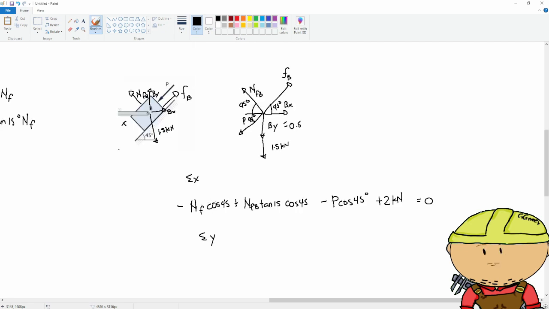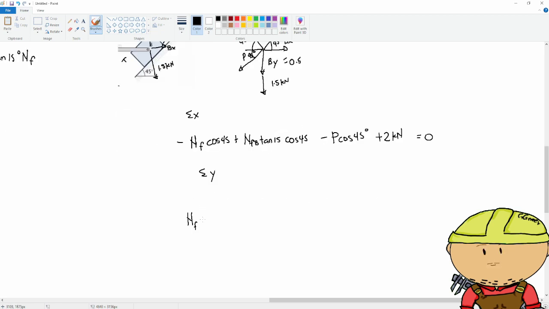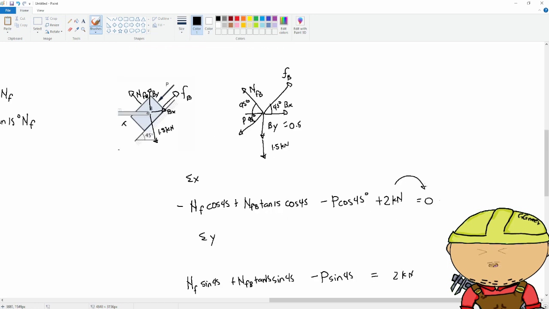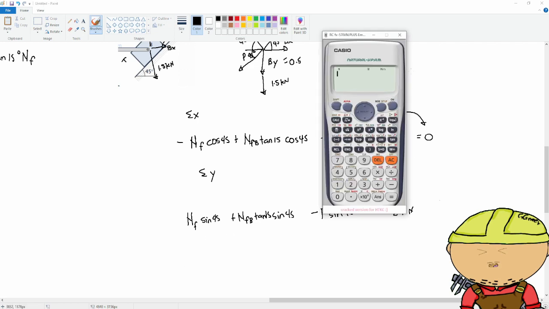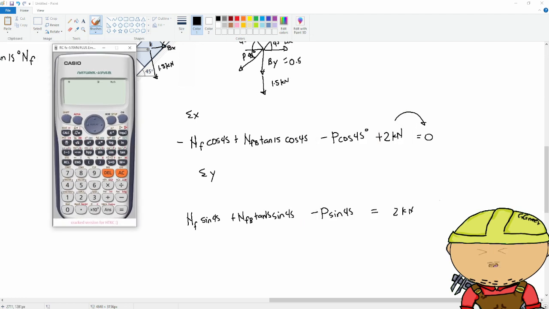Y. Actually, there are two unknowns here. So for Y, NFB sine 45 plus NFB for the friction, tangent 15 sine 45, minus P sine 45 is equal to 2 kilonewton. Let's make that negative 2 kilonewton. Alright, we're going to put that on our calculator. I hope I get the right answer this time.